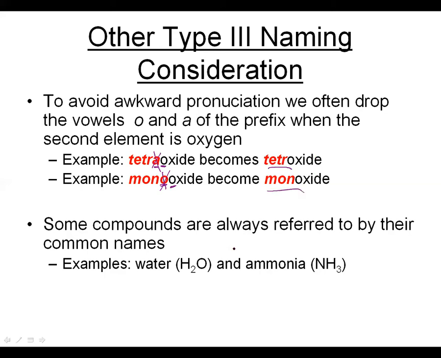A reminder that some things do have common names. We talked about some of them before, but this is the most common one, right? Water is H2O. Again, you don't need to call it something like dihydrogen monoxide. It should just be H2O, which is water. Trick question: NH3 is ammonia. Again, not nitrogen trihydride or anything like that. Ammonia is the correct name for that.